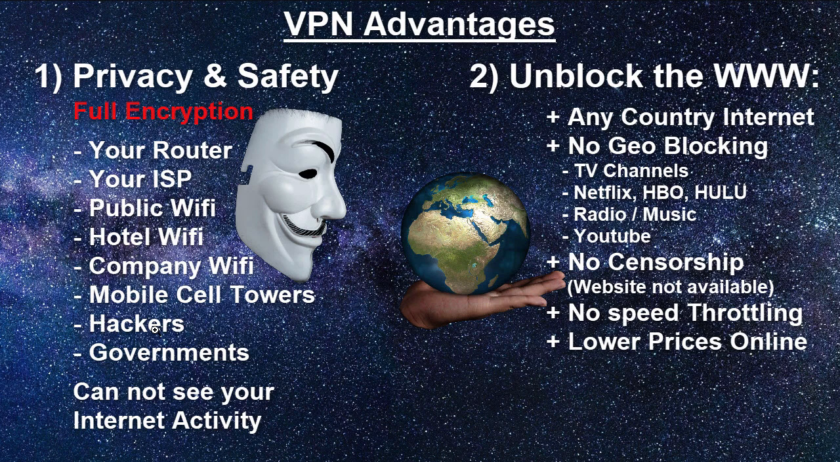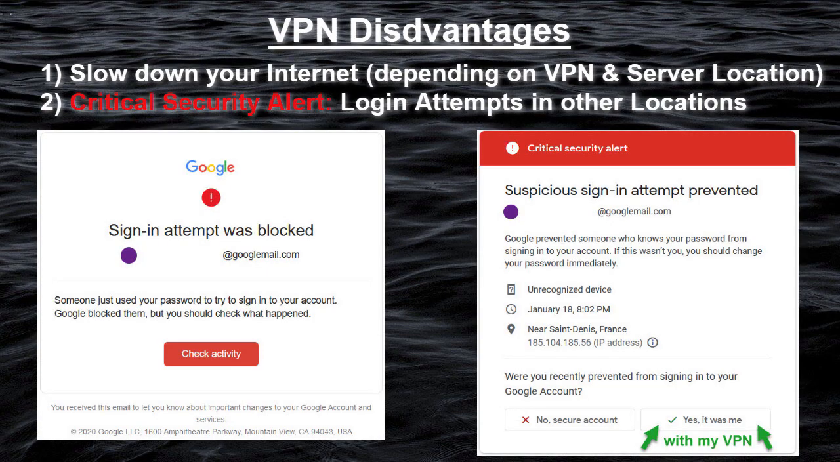For most people, the most important part is to unblock the internet. You can access the internet in any country, so you can circumvent geo-blocking. Basically all TV channels nowadays, and Netflix, HBO, Hulu, and radio stations and so on, use geo-blocking. But of course, a VPN encrypts all your data between your device and the server, and that can slow down your internet if you have a bad service. But with ExpressVPN I never really noticed much of a speed difference.